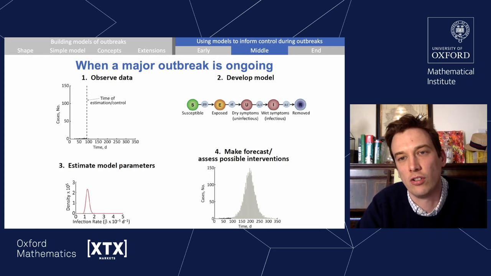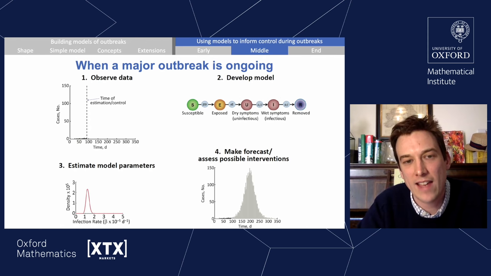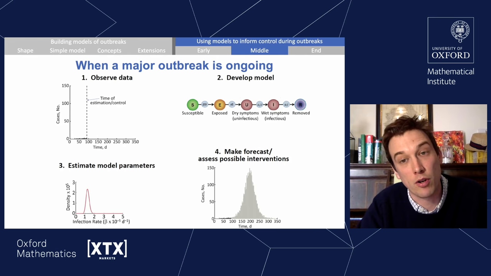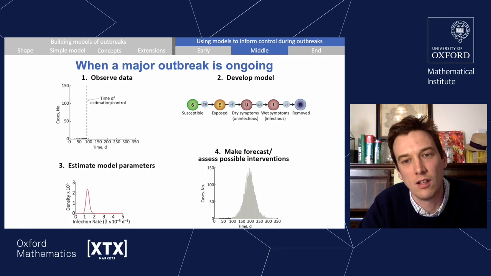What we then do is estimate the parameters of the model, so we estimate the values of parameters like the infection rate that we looked at earlier, or like the recovery rate. We choose those parameters so that the output of the model is consistent with the data that we've observed. And then once we've got our mathematical model, we can run simulations of it forwards to make a forecast. We can then take those simulations and introduce different control interventions in the model and look at what happens under different possible control interventions.